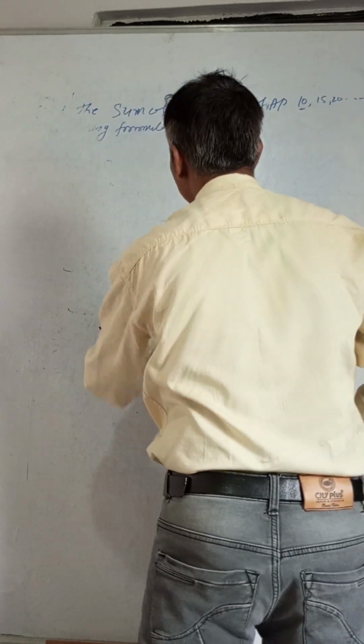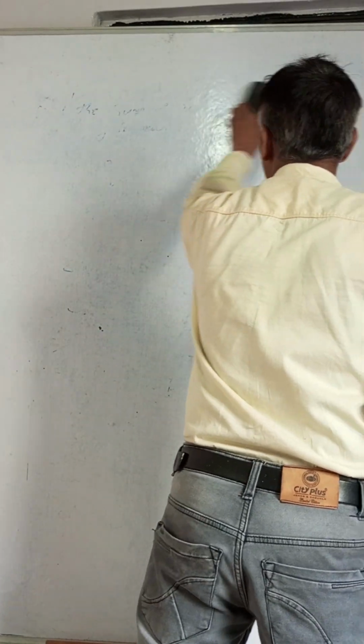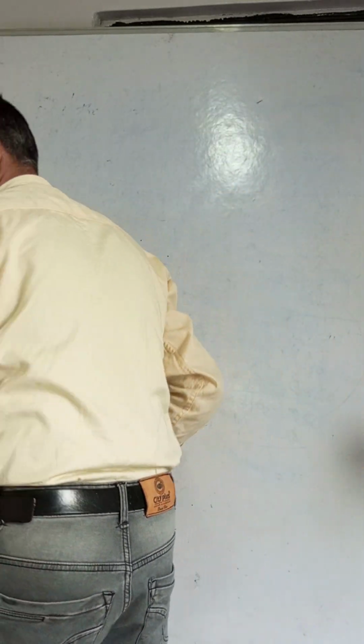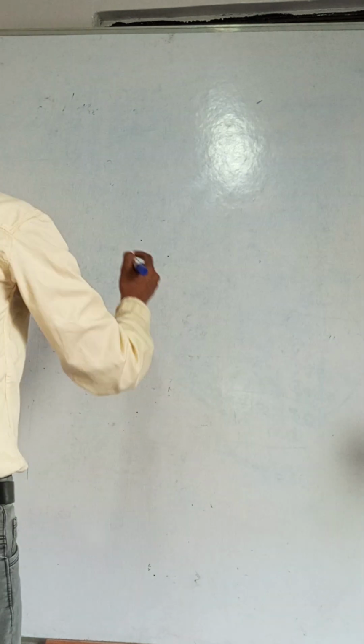These are some important questions that can be asked in the CBSE or state syllabus in NCERT books. Next question: find the sum of the first 20 positive integers using the formula.